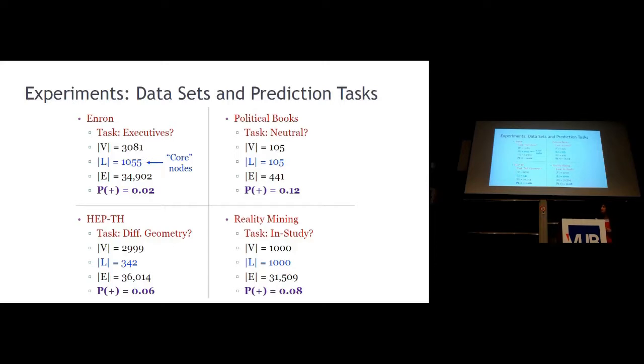P is probability. So this I was just going to get to. The probability of seeing an executive account in Enron is 0.02. So not that many executives in there. The probability of seeing a paper that's based on differential geometry in this HepTH data set is 0.06. Differential geometry, not that popular, at least in this data set. The probability of a book being labeled neutral among the labels that we have is 0.12. And then in reality mining, the probability of being in the study was 0.08.